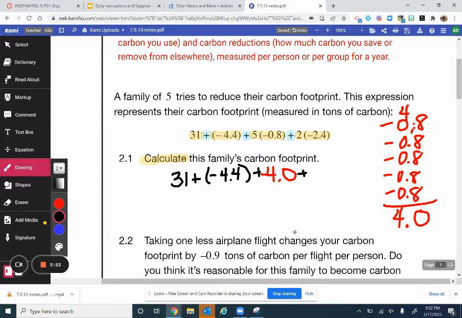And plus 2 groups of negative 2.4. Well, that's negative 2.4. And another group of negative 2.4, or 2 times that. That is 8, negative 4.8.